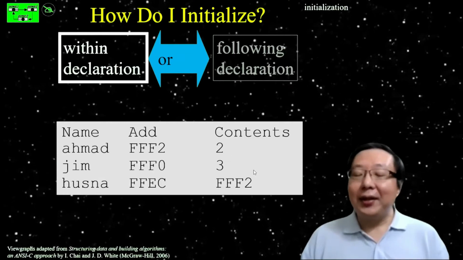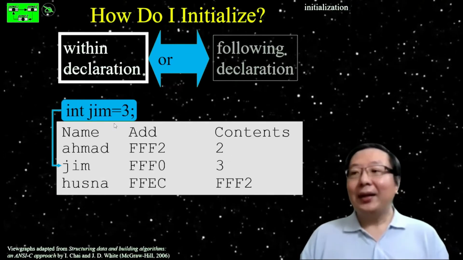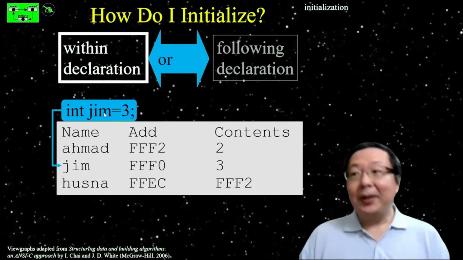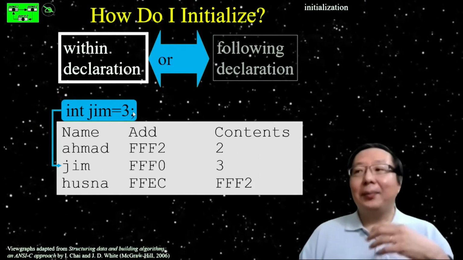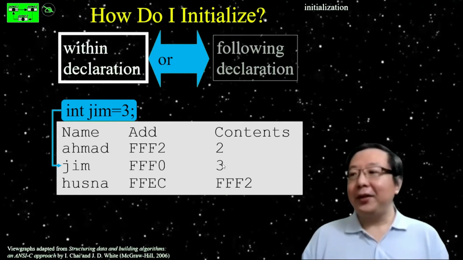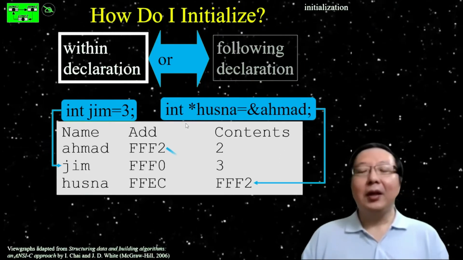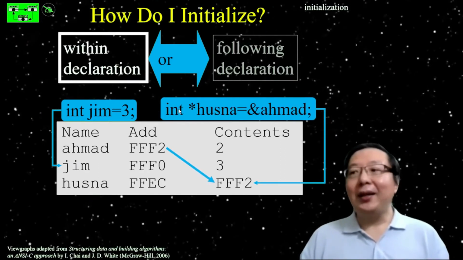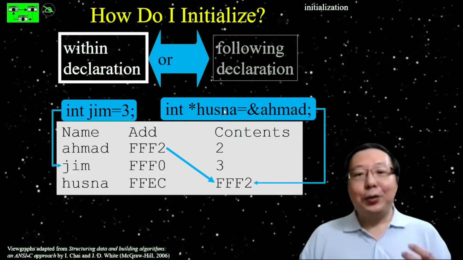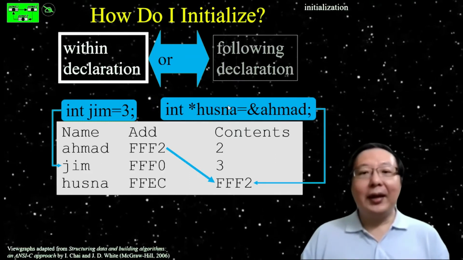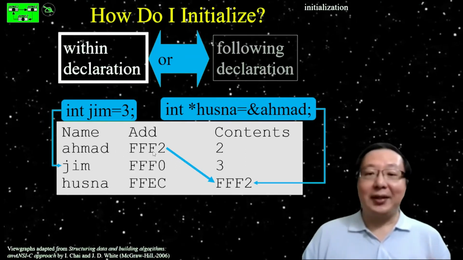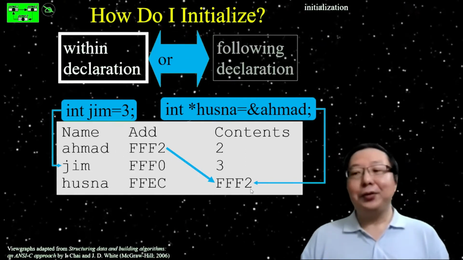But we can also initialize within declarations. From my example, we had int Jim equals 3. There we say int Jim, which is declaring Jim, and then equals 3, which is the initialization of Jim. So the value 3 gets put into Jim. Or, as in our example, we had int star Husna equals ampersand Ahmad, which means that we have declared Husna as a pointer to integer, and then we say take the address of Ahmad and put it into Husna. So we take the address of Ahmad, which in this example is FFF2, and put it into Husna.